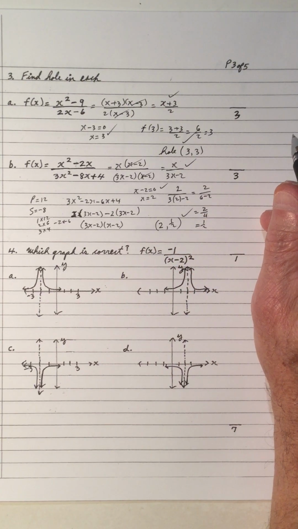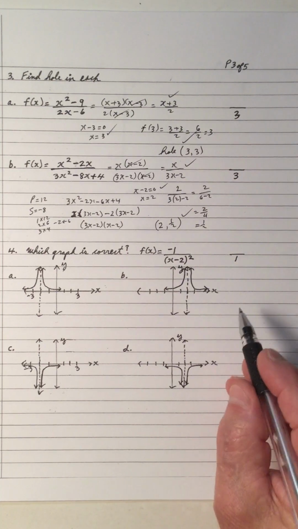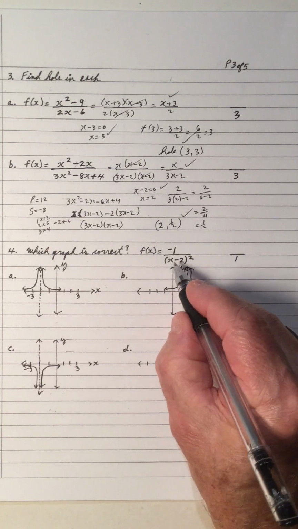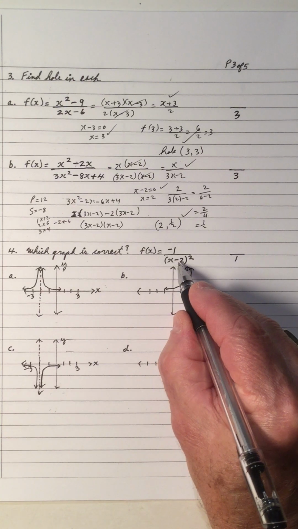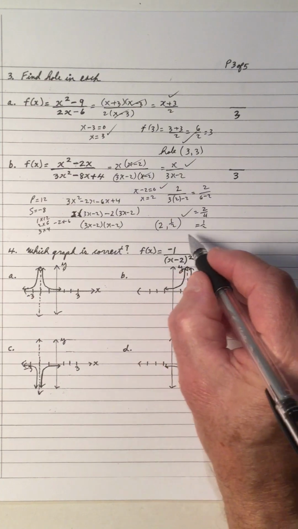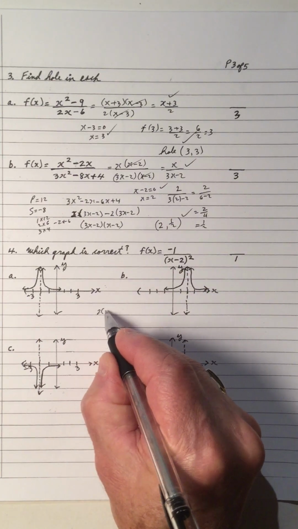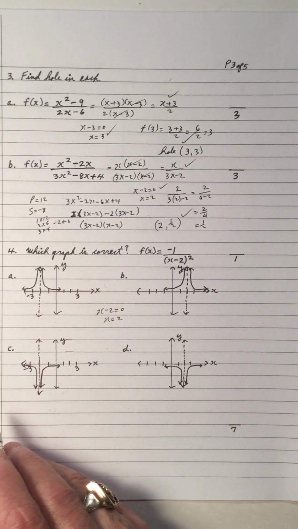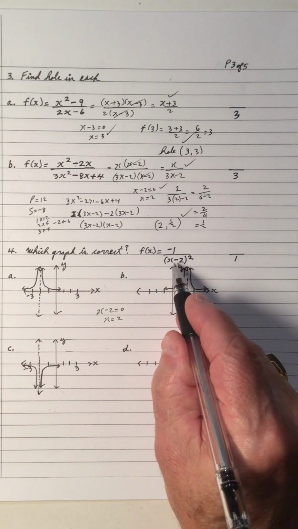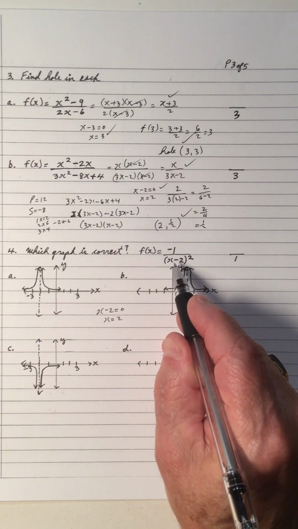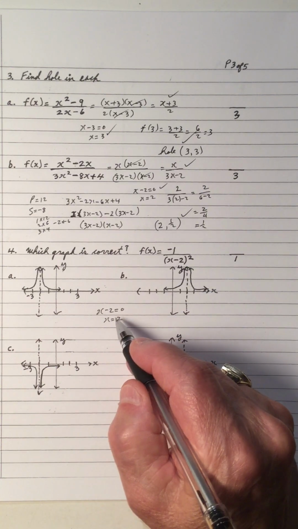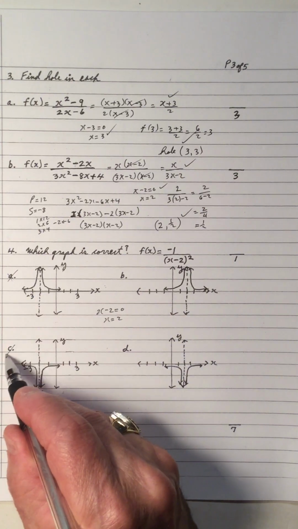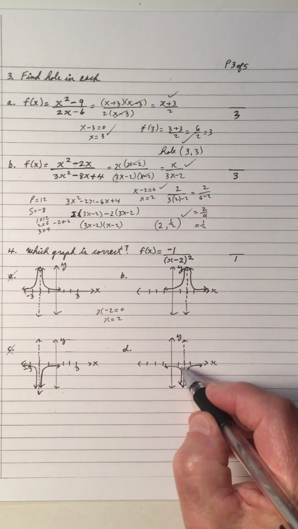Number 4, which graph is correct? So we got 4 different graphs there, but notice this is x minus 2. So if you take the x minus 2 and make it equal to 0, that means x is 2. So the vertical asymptote, we can't have 2 because 2 makes the denominator 0. So the vertical asymptote is that x equals 2. So that's negative 2? Nope. This is negative 2? Nope. So it has to be one of these.